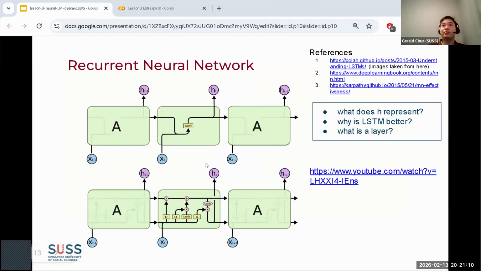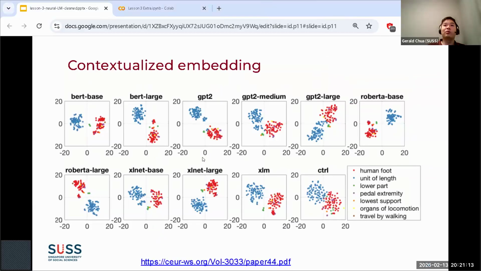But let's go through the next aspect. You remember when we talked about embeddings, we also talked about the idea of contextualized embeddings. So what are contextualized embeddings? These are very big words, but these are your large language models, and they use contextualized embeddings. Let me just jog your memory.